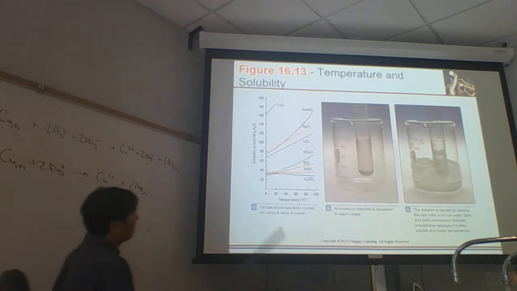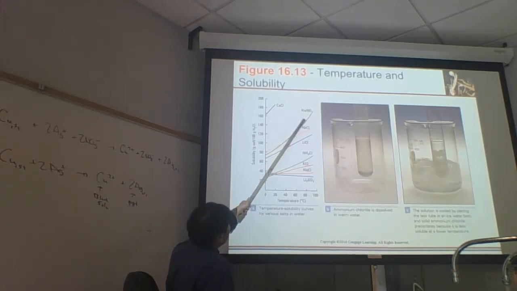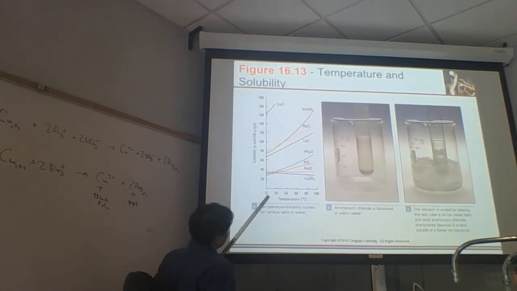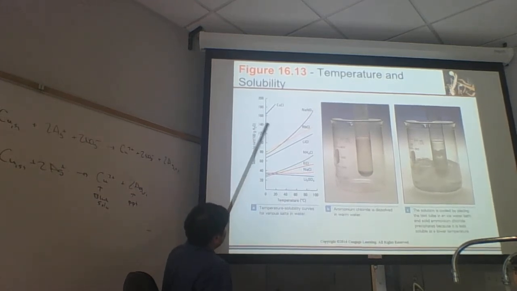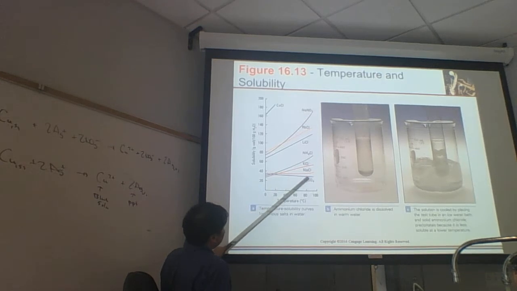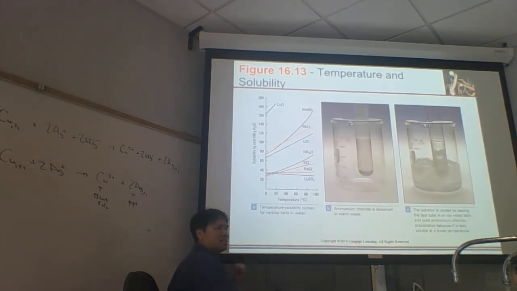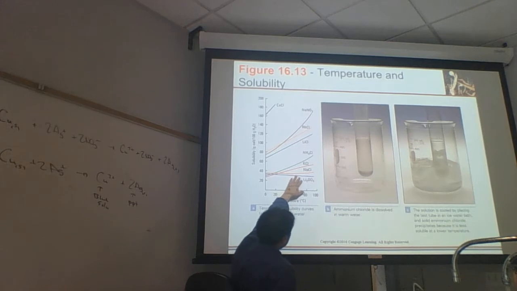Not everything does that. For example here, cesium nitrate, sodium nitrate, cesium chloride, rubidium, all these show dramatic increases in solubility with temperature. As we increase the temperature, we can dissolve a lot more grams in there. Sodium chloride stays kind of flat. Take a look at lithium sulfate. Lithium sulfate actually decreases solubility with temperature, so it becomes less soluble at a higher temperature.